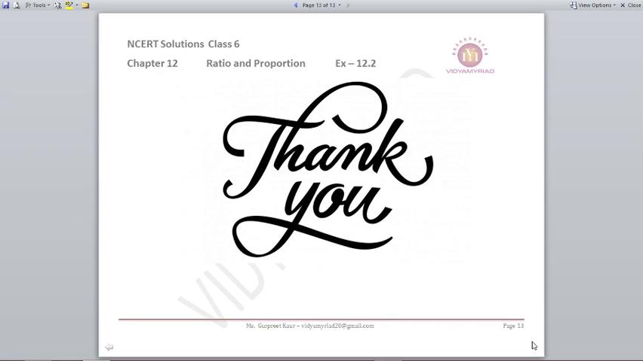That's all for this exercise, children. We have completed exercise 12.2. I hope you found it easy. Just see whether the ratios, after converting into lowest terms, come out the same or not. If they are the same, that means they are in proportion. Otherwise, they are not in proportion.